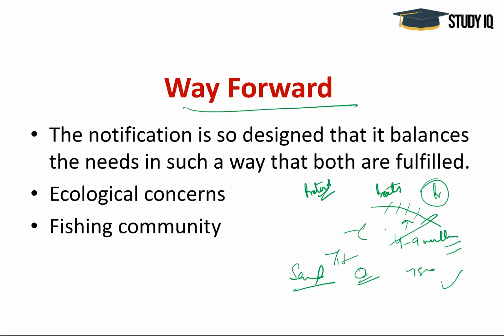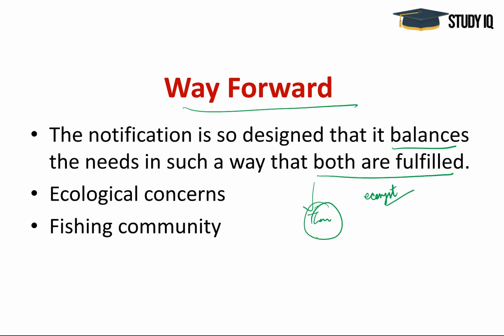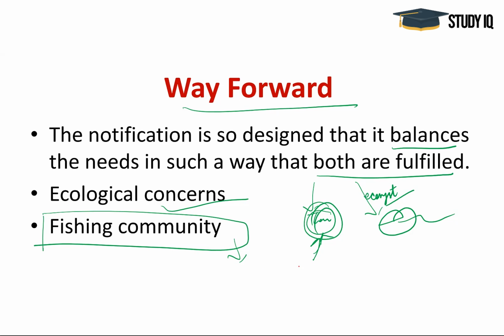But now that the restrictions have been diluted, there is a fear that ecological imbalance could take place, more industrialization and construction will take place, which will disturb the ecosystem, and more climatic change in a bad direction will take place. So these are the concerns. So definitely the way forward is that we need to balance the needs in such a way that both are fulfilled. If we want to increase our economy through tourism, it should be achieved along with maintaining the biodiversity goals and ecosystem goals, and ecological concerns should be kept in mind. And the fishing community is the main thing, because they don't have proper representation in parliament.